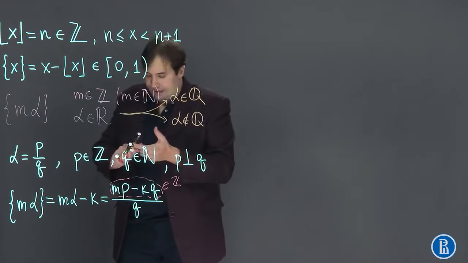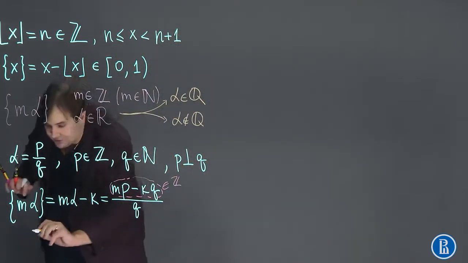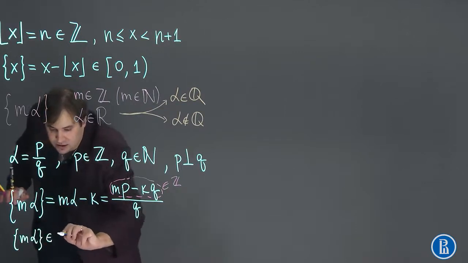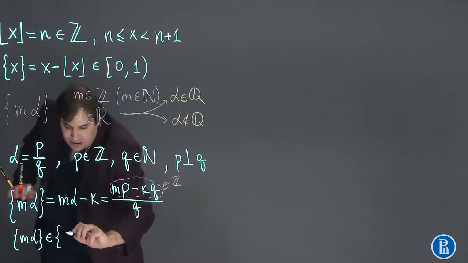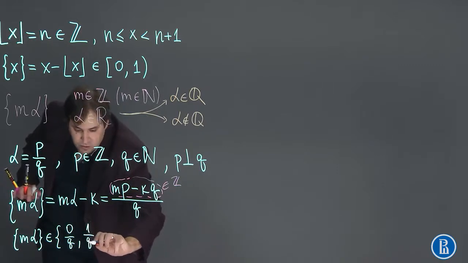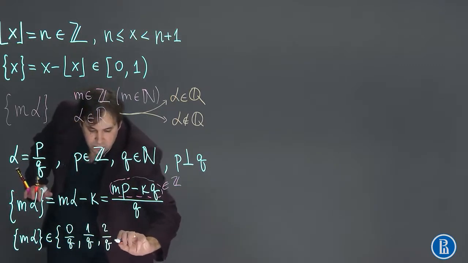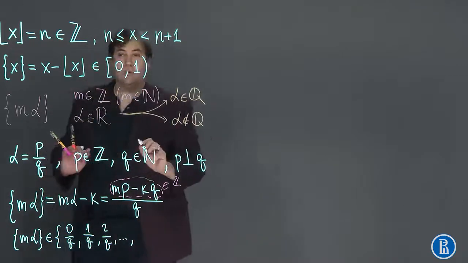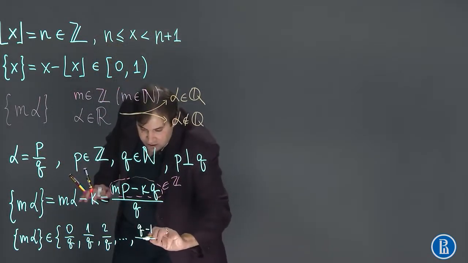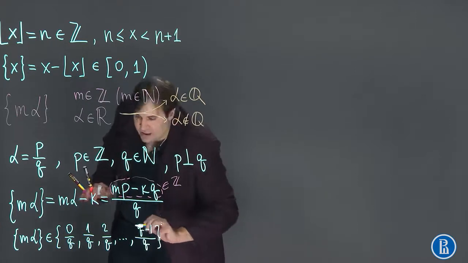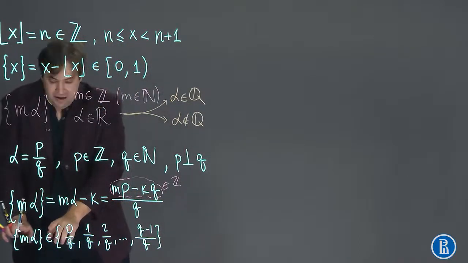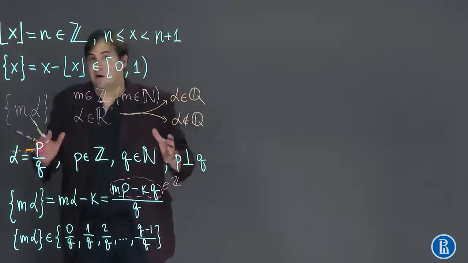Thus, we can now state that the fractional part of m alpha belongs to the set 0 over q, 1 over q, 2 over q, and so on, and we know that the fractional part is always less than 1, so up to q minus 1 over q. Please be careful, these brackets here mean the fractional part, and these over here mean the set of values.